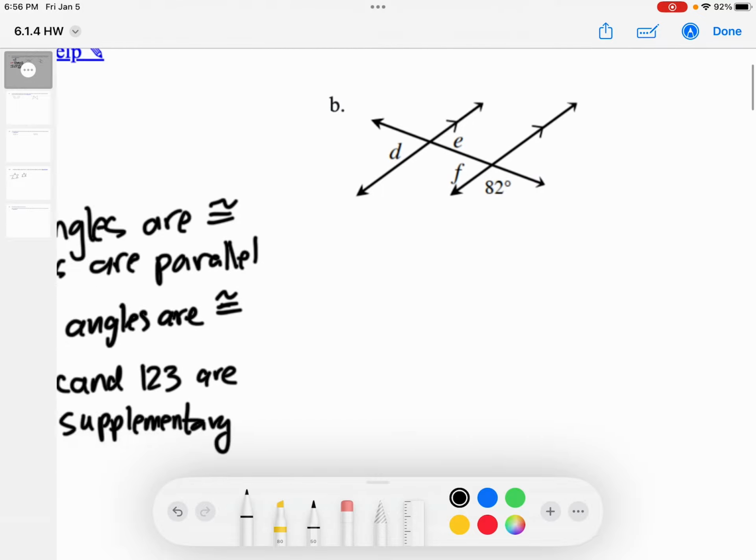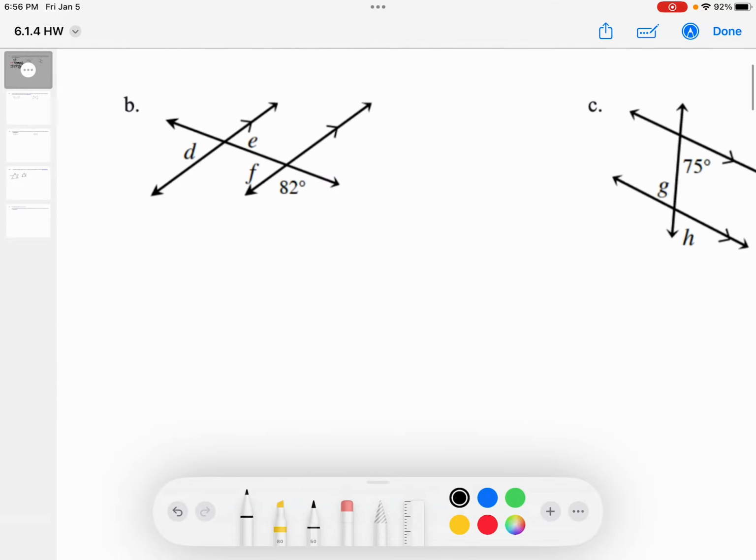Okay, let's take a look at B. All right, we start with angle 82 here. And let's see, 82 and F together are supplementary. So 180 minus 82 is 98 degrees. And we could just say supplementary angles.